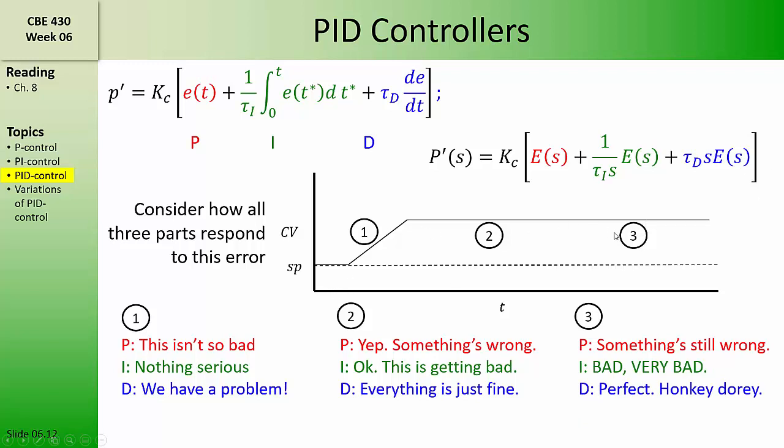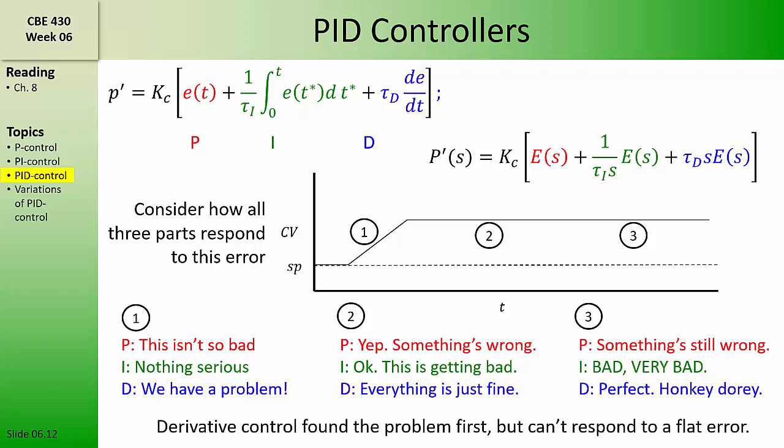So at different points during the progression of this error signal, these different elements are responding differently. The derivative element responds well at the beginning, and the integral element has an increasing response as the controlled variable stays far from its set point for an extended period of time. So while derivative control found the problem first, it cannot respond to a flat error signal. For this reason, probably 90% of the controllers that are used industrially are some form of PID control.